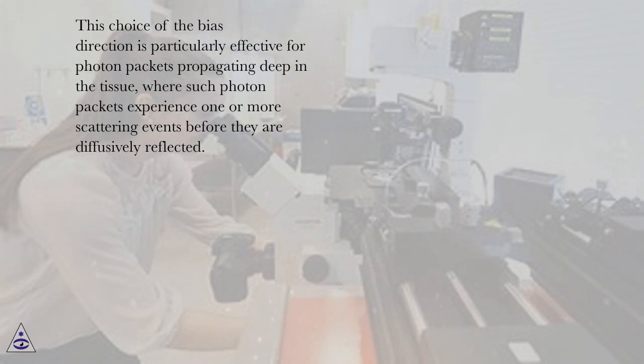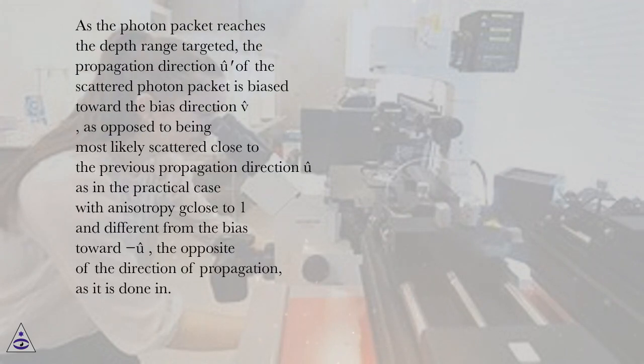This choice of the bias direction is particularly effective for photon packets propagating deep in the tissue, where such photon packets experience one or more scattering events before they are diffusively reflected. As the photon packet reaches the depth range targeted, the propagation direction U circumflex of the scattered photon packet is biased toward the bias direction V, as opposed to being most likely scattered close to the previous propagation direction U circumflex as in the practical case with anisotropy close to 1, and different from the bias toward minus U circumflex, the opposite of the direction of propagation, as it is done in.